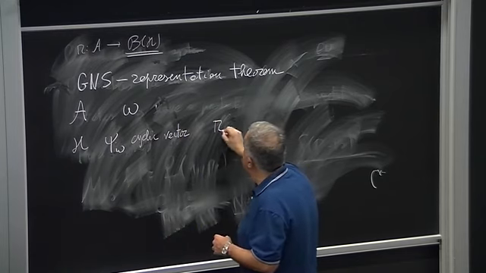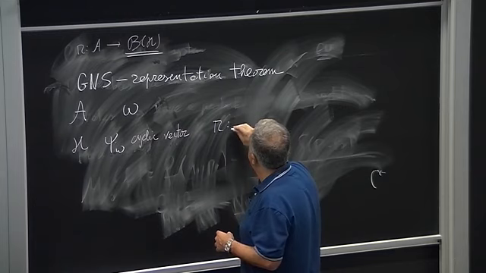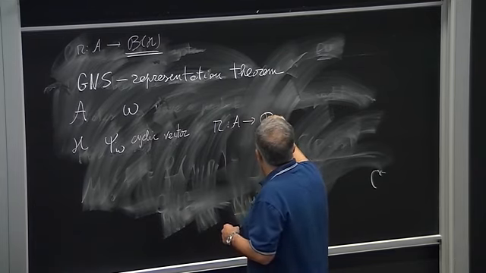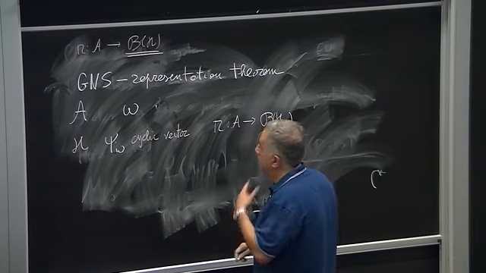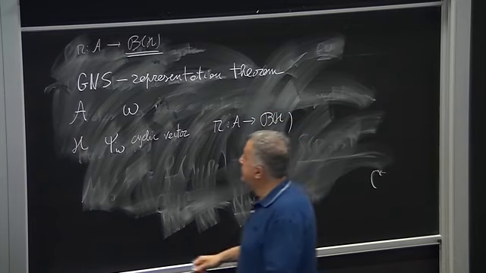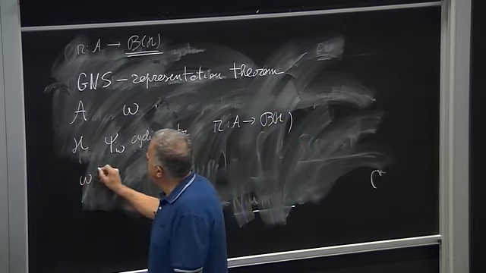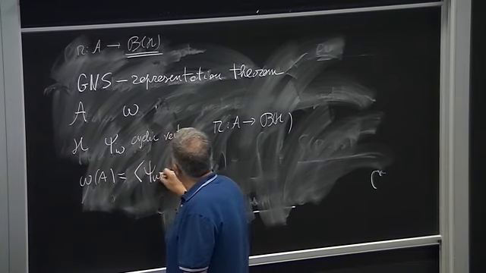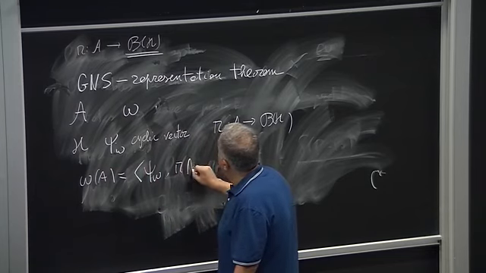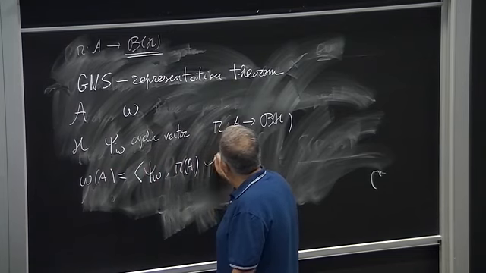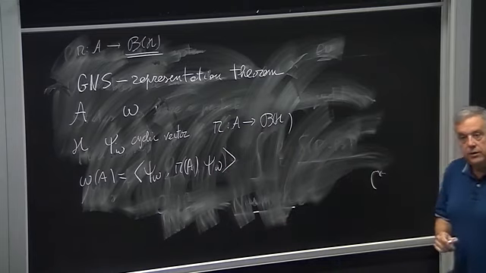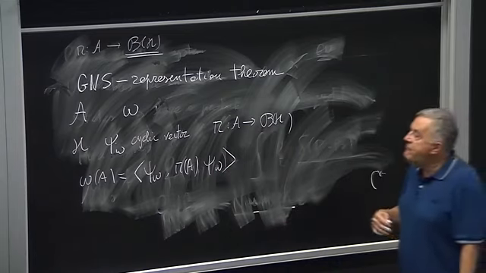And the representation of the algebra such that omega of A equals the expectation value of the operator pi of A in the state omega.